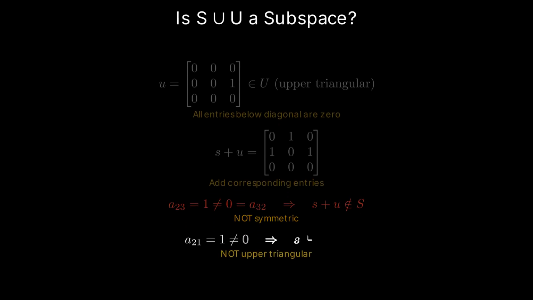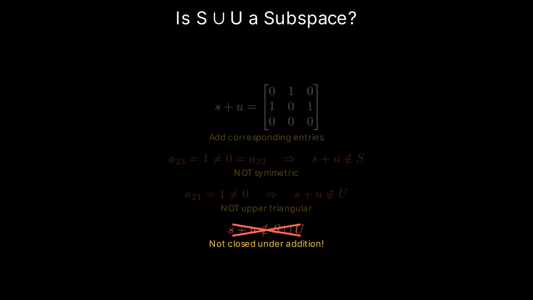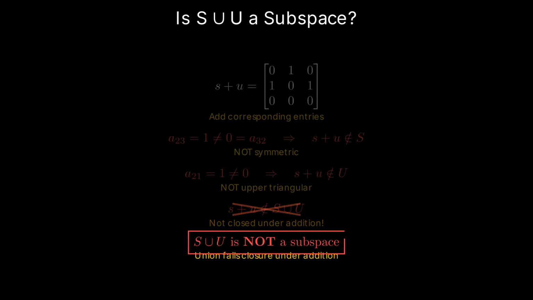Is it upper triangular? Look at entry row 2, column 1, it equals 1. That's not 0, so it's not upper triangular either. The sum has escaped the union. S plus U is not in S and it's not in U, so it's not in S union U. This means S union U is not closed under addition, and therefore it is not a subspace.